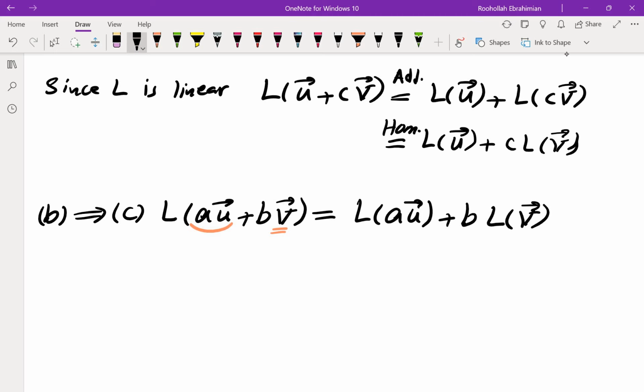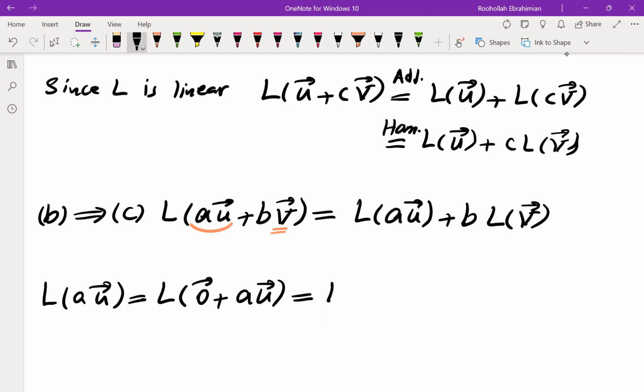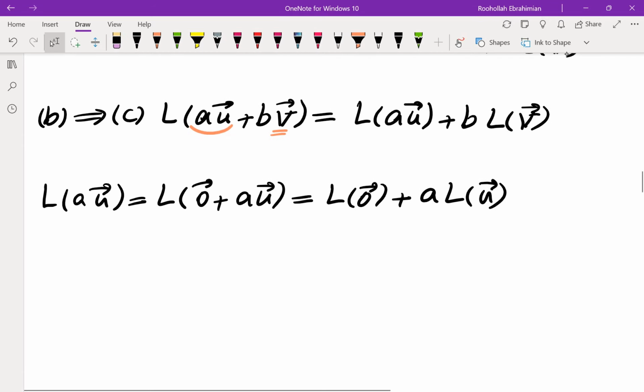So how would I take the A out? Here's how I can do that. I can write down L of AU as L of 0 plus AU, and I can write this one down as L of 0 plus A L of U. So that way I can actually take the A out. But why is it that L of 0 is 0? I also need to show L of 0 is 0. So here's how we can do that.